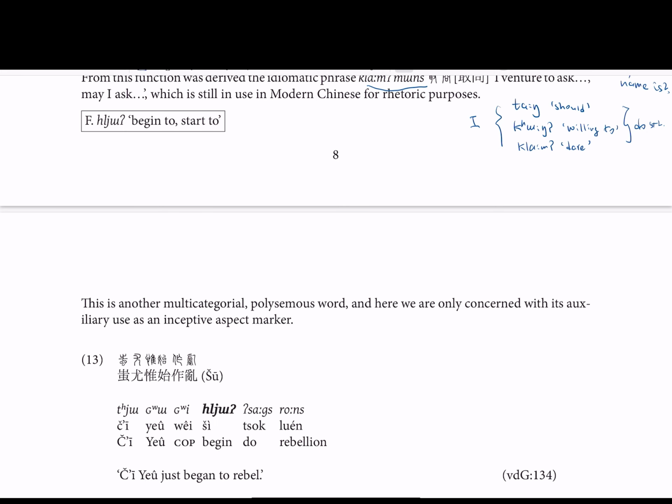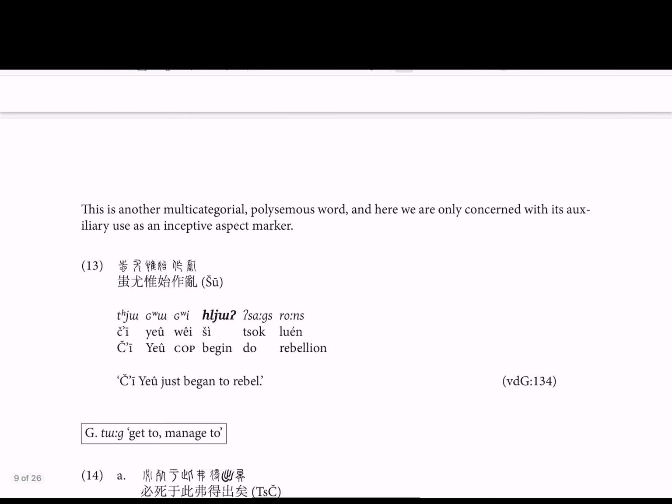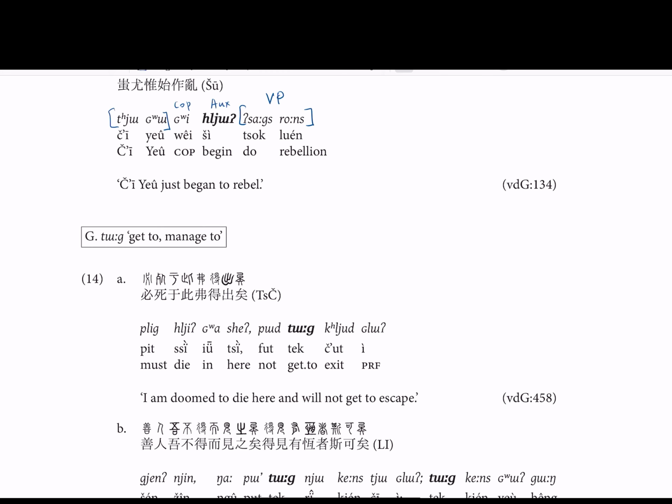This is another multi-categorial and polysemous word in classical Chinese, and here we're only concerned with its auxiliary use as an inceptive aspect marker. For instance, in the sentence in 13, Tu gu gui hlu sags runs, or in modern Chinese, 蚩尤为始作乱. 蚩尤 is a personal name, 为 is the preclassical copula, hlu is the auxiliary verb, and saxrons is the main verb phrase to rebel or to do rebellion. So the whole sentence means 蚩尤 was just beginning to rebel. And finally, the last auxiliary verb of the section is tug, which means get to or manage to.